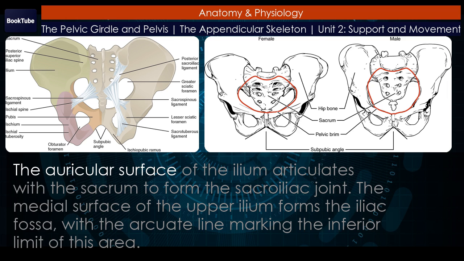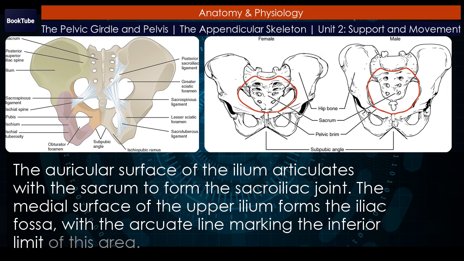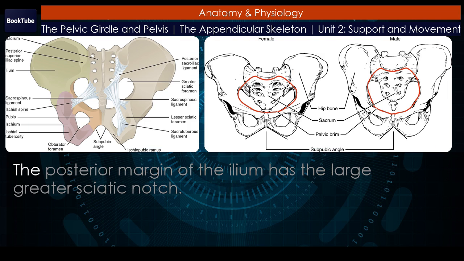The auricular surface of the ilium articulates with the sacrum to form the sacroiliac joint. The medial surface of the upper ilium forms the iliac fossa, with the arcuate line marking the inferior limit of this area. The posterior margin of the ilium has the large greater sciatic notch.